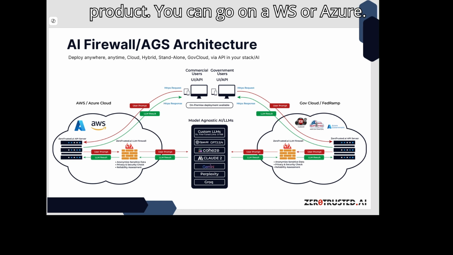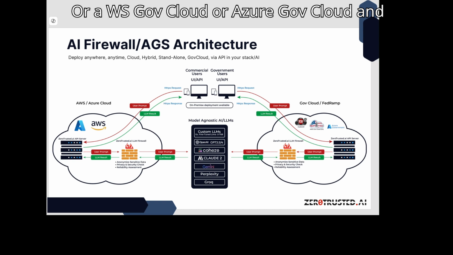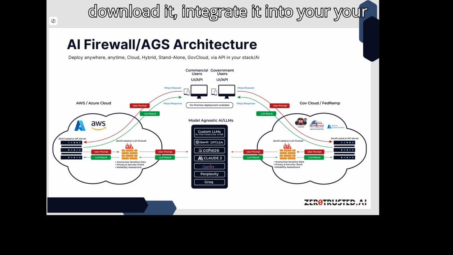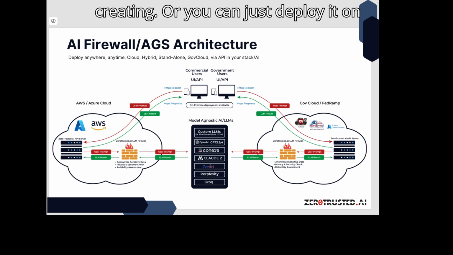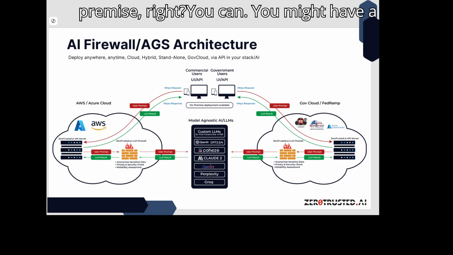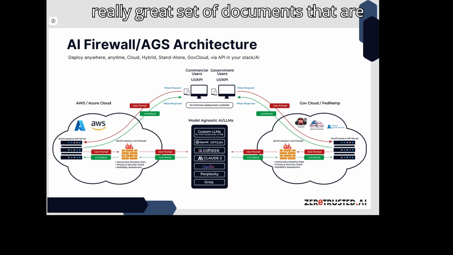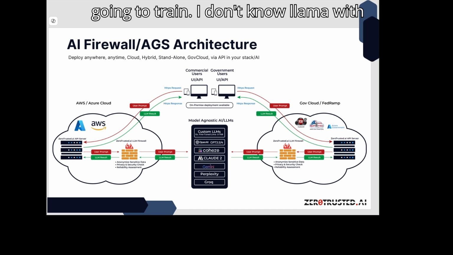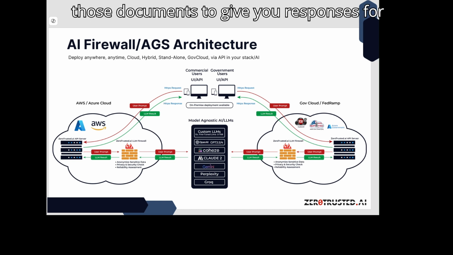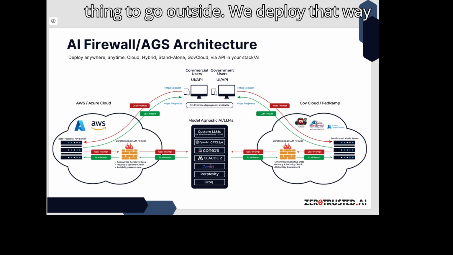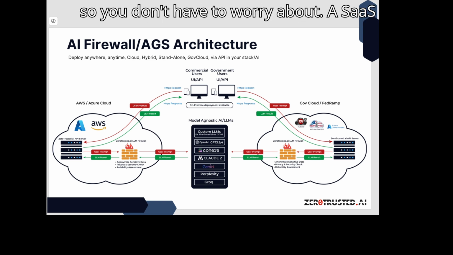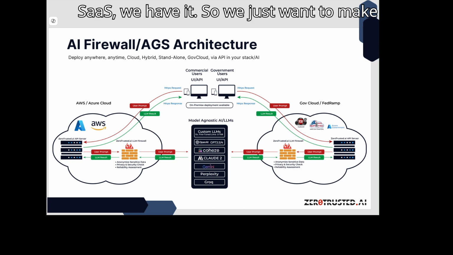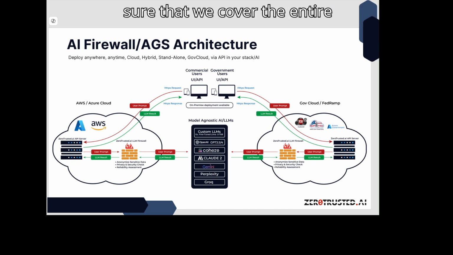We do have a SaaS product. You can go on AWS or Azure or AWS GovCloud or Azure GovCloud and download it, integrate it into your boundary AI system or components you're creating, or you can just deploy it on premise, right? You might have a really great set of documents that are very sensitive, and you've decided you're going to train, I don't know, Llama with those documents to give responses to your employees, and you never want that to go outside. We deploy that way, so you don't have to worry about a SaaS if you don't want to, but if you want a SaaS, we have it. We just want to make sure that we cover the entire architecture.